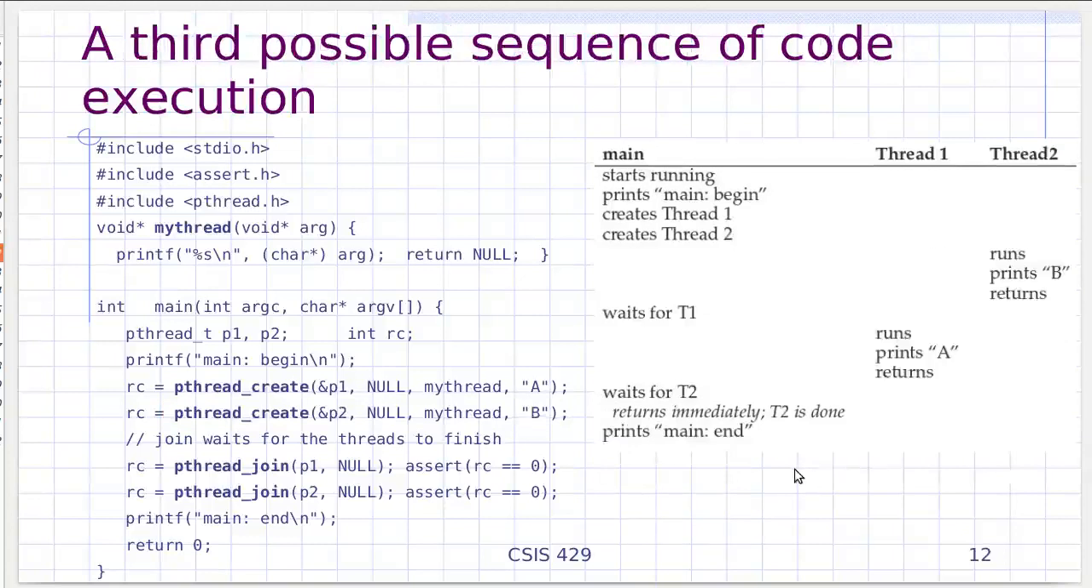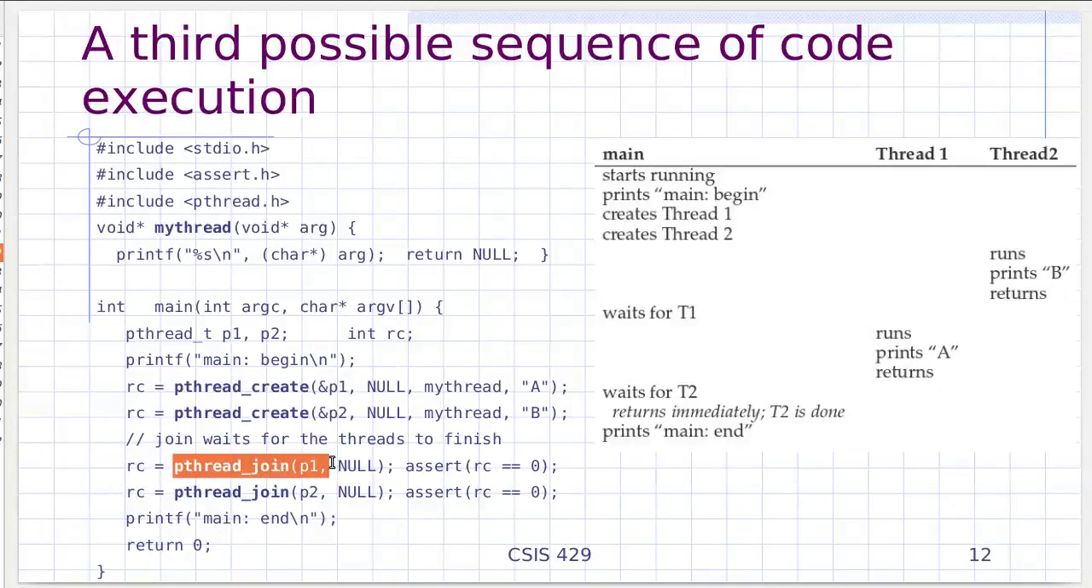So here's the third example. This third scenario is less likely to happen, but you could create thread 1, thread 2, and then thread 2 might run, so it'll print the B. Maybe 1 time out of 10 this might happen. You run thread 2, and then you're in main, waiting for thread 1 to finish. It's not done yet, but thread 2 is done. And thread 1 eventually runs for whatever reason, prints an A, and then you're done with this pthread join for P1.